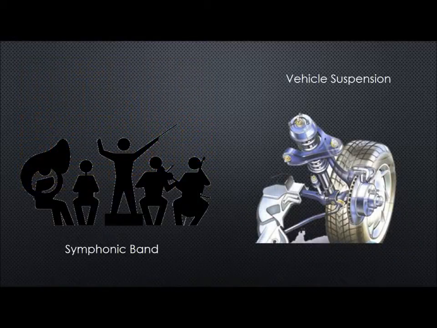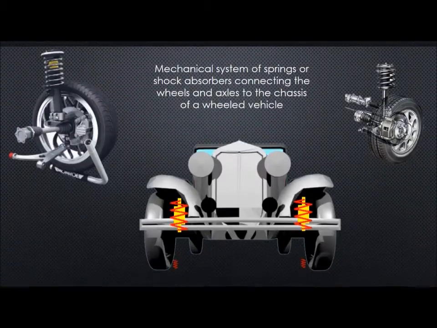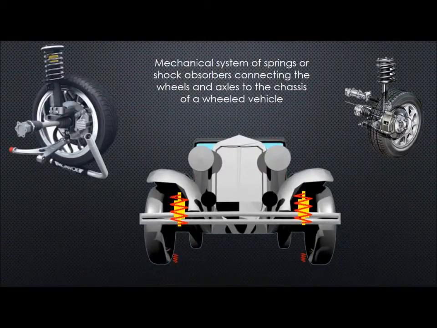Like a symphonic band, the car suspension functions in the same way. All the suspension parts work together so the vehicle has stable behavior. Suspension is the system of springs, shock absorbers, and linkages that connects a vehicle to its wheels and allows relative motions between the two.